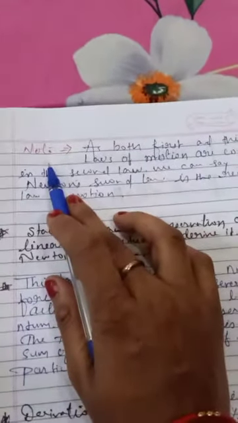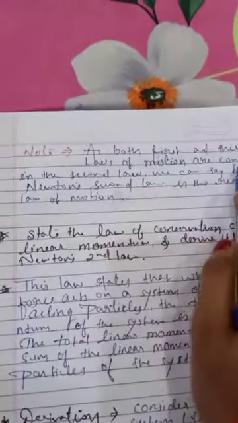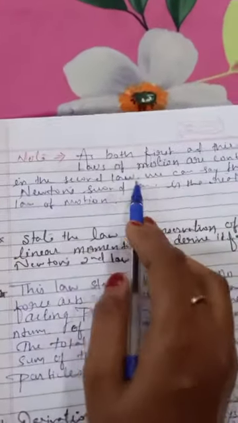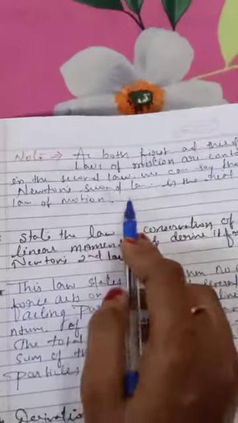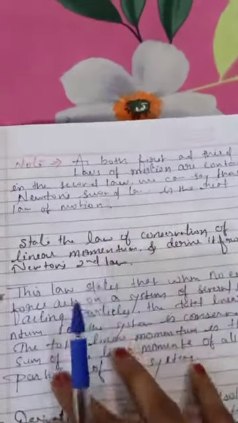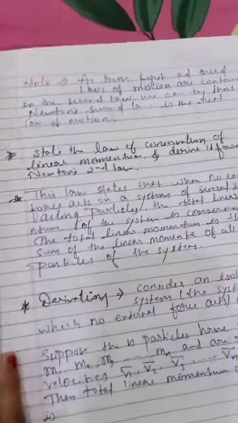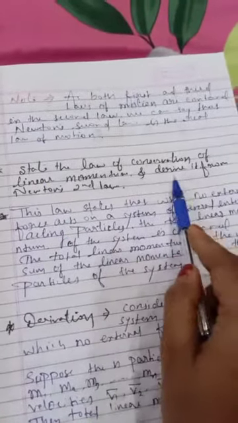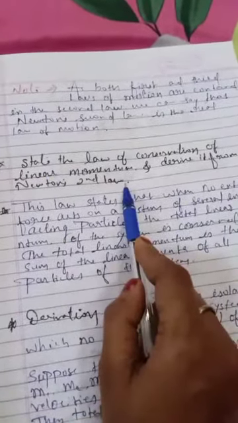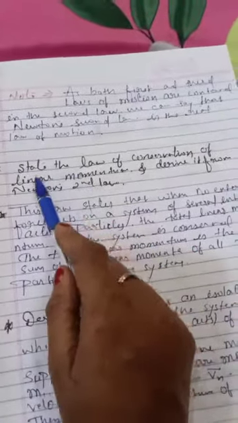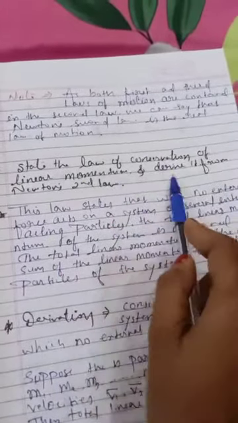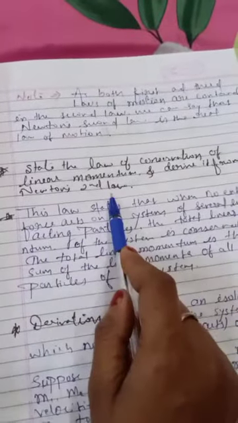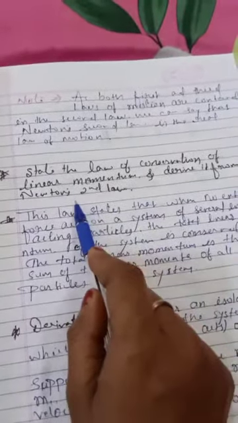So here we will write the note: as both the first and third laws of motion are contained in the second law, we can say that Newton's second law is the real law of motion. And this is a very important question. State the law of conservation of linear momentum and derive it from Newton's second law. Same question comes as a second one, state the law of conservation of linear momentum, but you have to derive this from Newton's third law. So you have to prove it from Newton's third law, that is your homework.